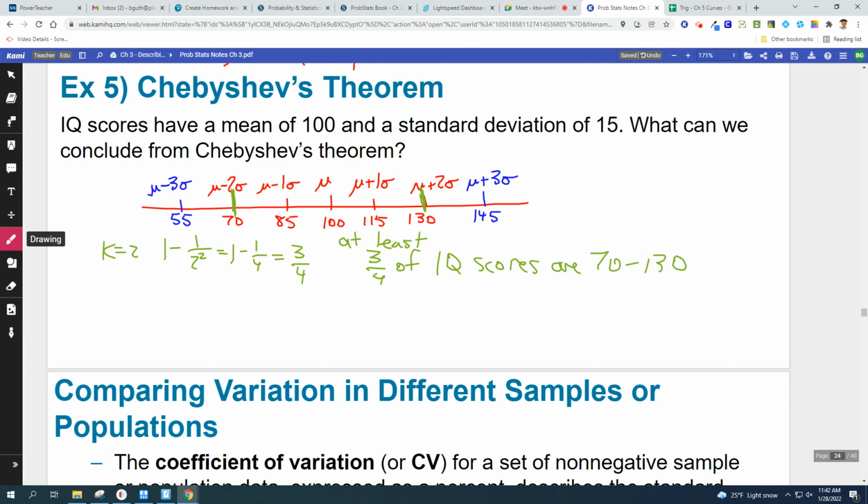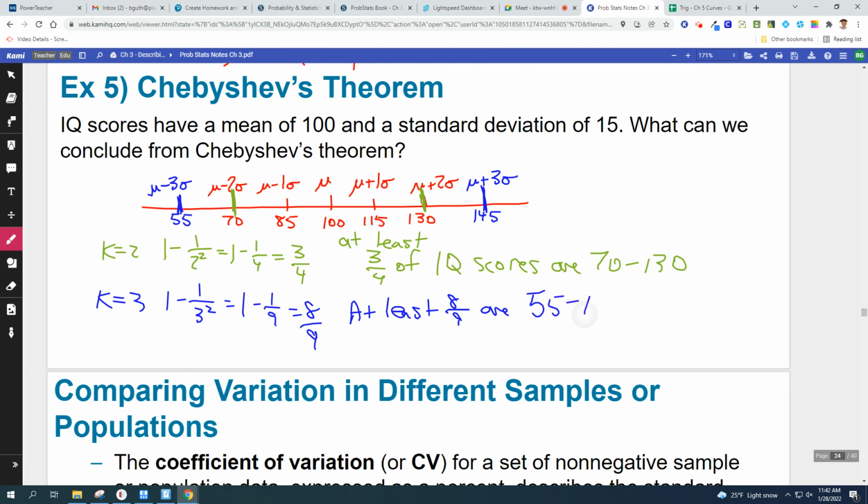Then if we look at 3 standard deviations, for k equal to 3, 1 minus 1 over 3 squared was 1 minus 1/9, or 8/9. Chebyshev says at least 8/9 are between 55 and 145. So it's a similar thing to the empirical rule, but different.